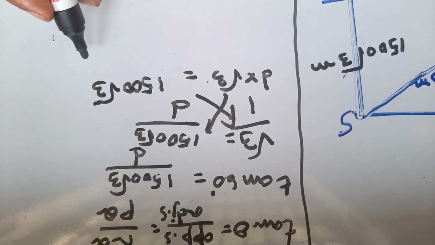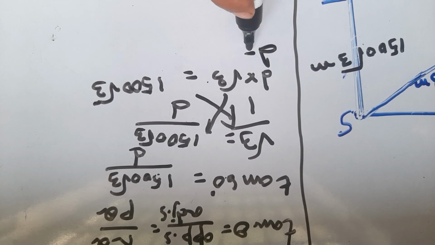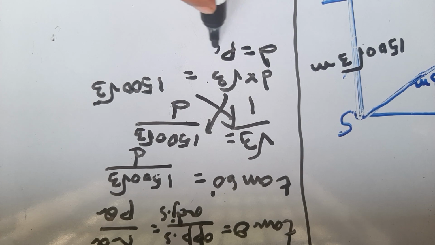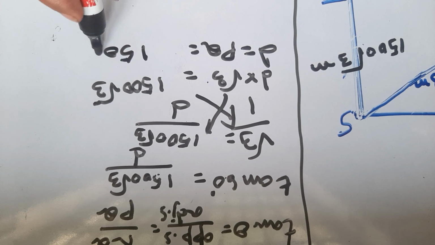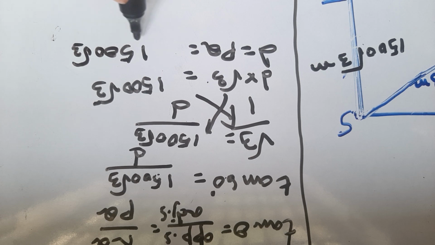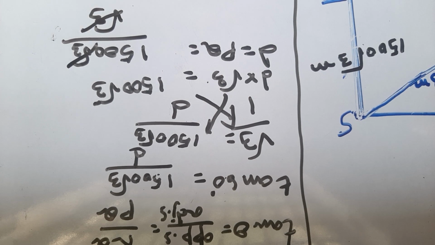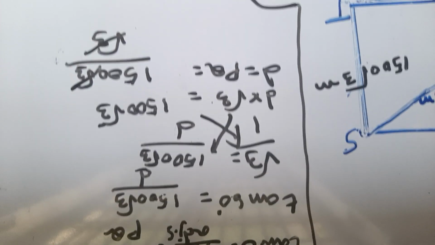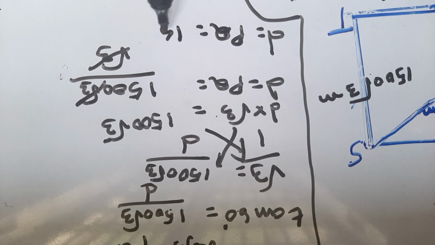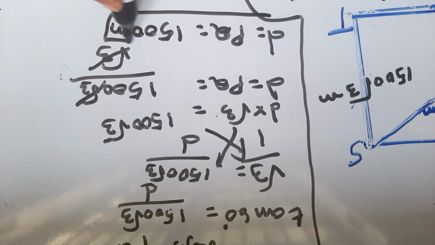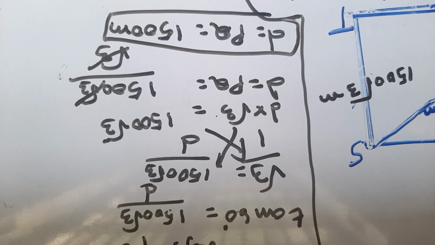1500 root 3 means 15 into root 3. We need to find the distance, that is PQ, is equal to 1500 root 3 by root 3. Root 3 gets cancelled. So the distance D, PQ, is equal to 1500 meters. This you have to keep in the box.